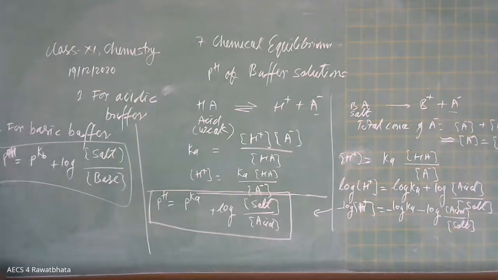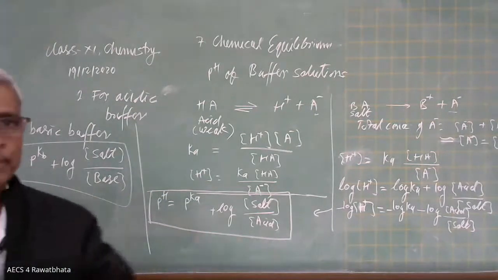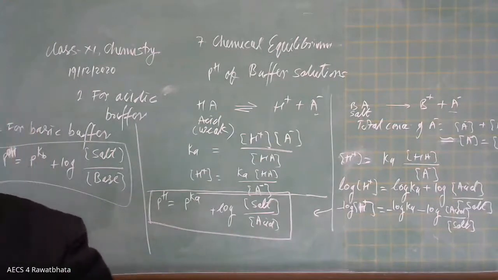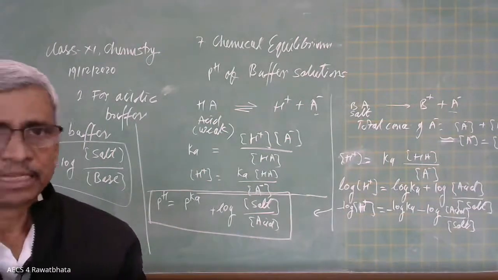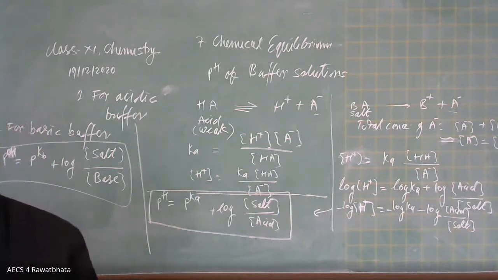These two formulas we have to remember. When we calculate pOH for any solution, we can calculate its pH also. pH plus pOH is equal to 14. By applying that idea, we can calculate it.